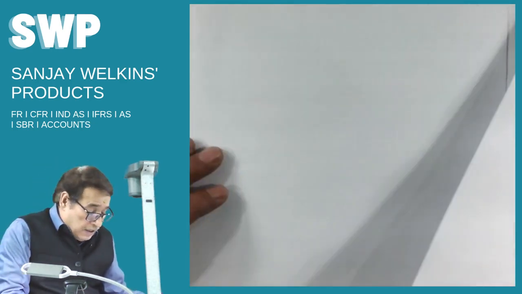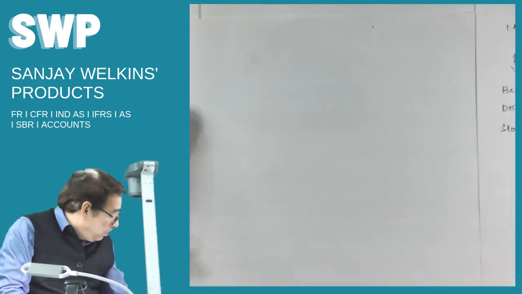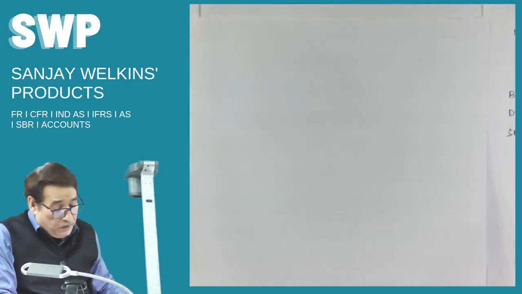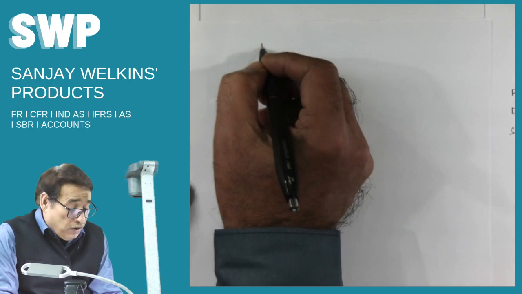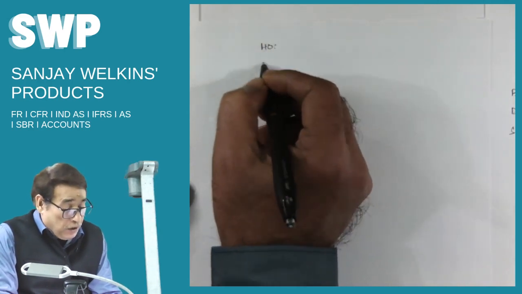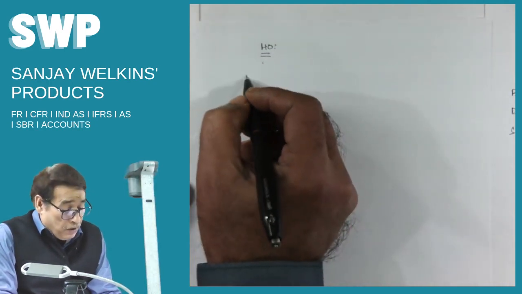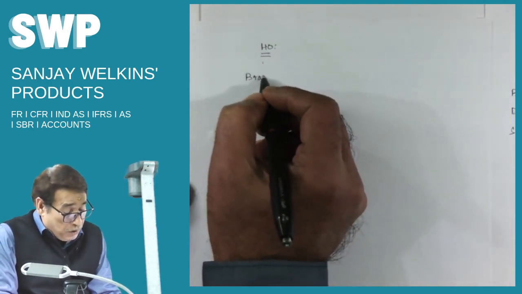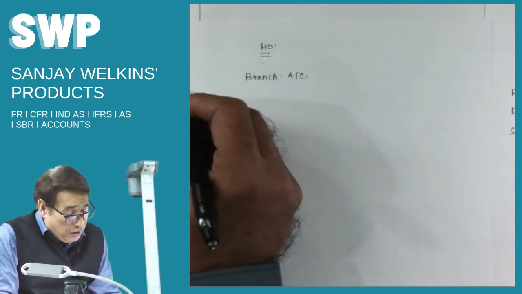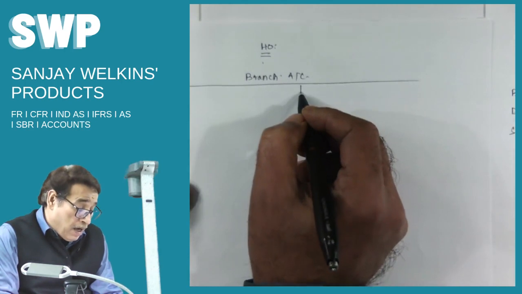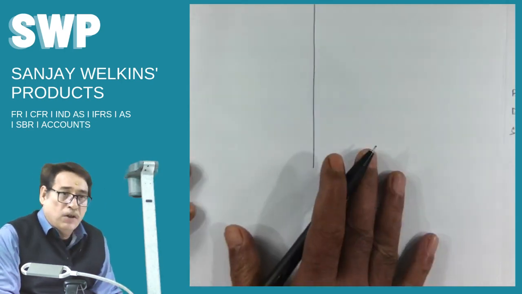Now, let us say, I want to solve this question. These are rough sheets, you need not do anything. I'm trying to make you understand. We know that in the books of the head office, we will prepare the accounts. Branch will not make any account. Head office will make the accounts. One, branch account. I gave you a little bit of idea how branch account is maintained. Now I will give you details in a full-fledged manner. This is branch account, correct?